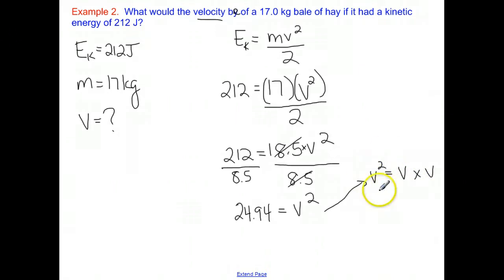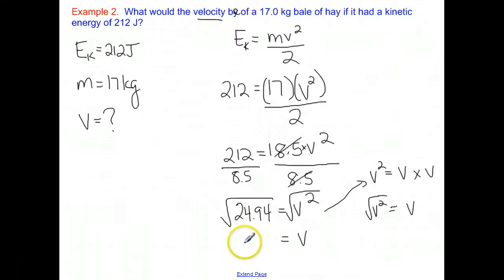The opposite of the squared symbol is the square root symbol. So if we take the square root of v squared, basically these two things cancel each other out and you're left with v, which is exactly what we do. If we want to get rid of this squared symbol, we have to square root it. Whatever you do to one side of the equation, you also have to do to the other. So that gives us the v that we want, and on here we just have to figure out what that answer is. We end up with 4.9.